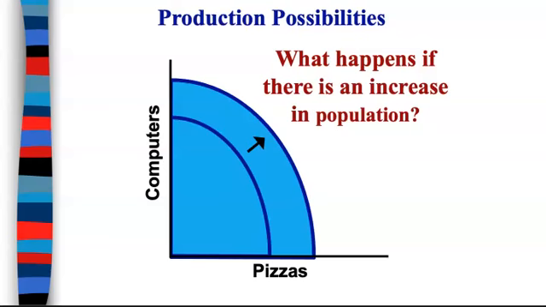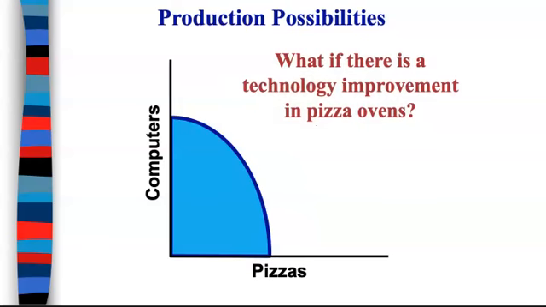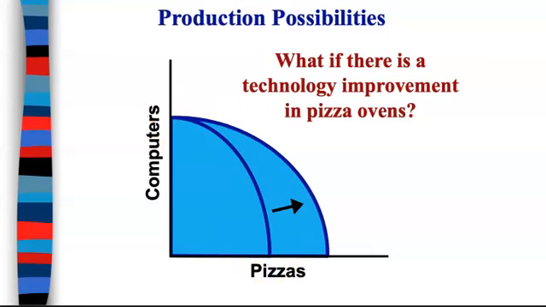Simple enough. Well, what about if we had a technological improvement in pizza ovens? Well, this is a shifter in technology, but it wouldn't impact computers. It's not like if you had new pizza ovens, you could somehow make more computers. So what happens here is that this point right here doesn't change. This point does. Therefore, it's going to shift out like this. And we're going to see an improvement in the pizza oven technology.